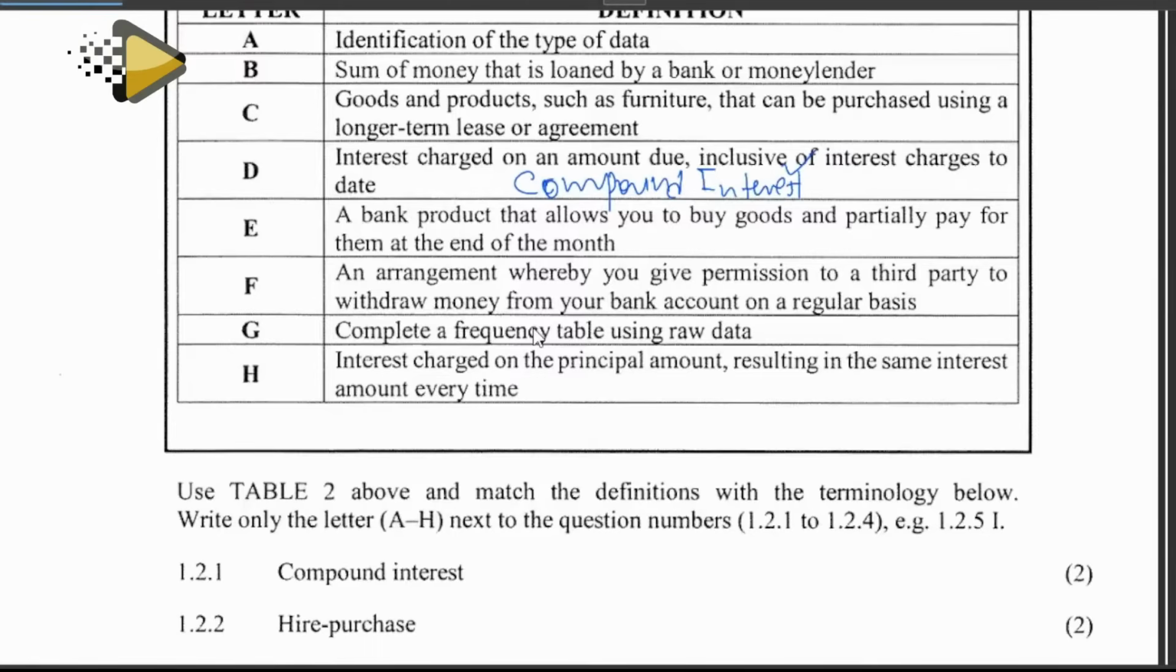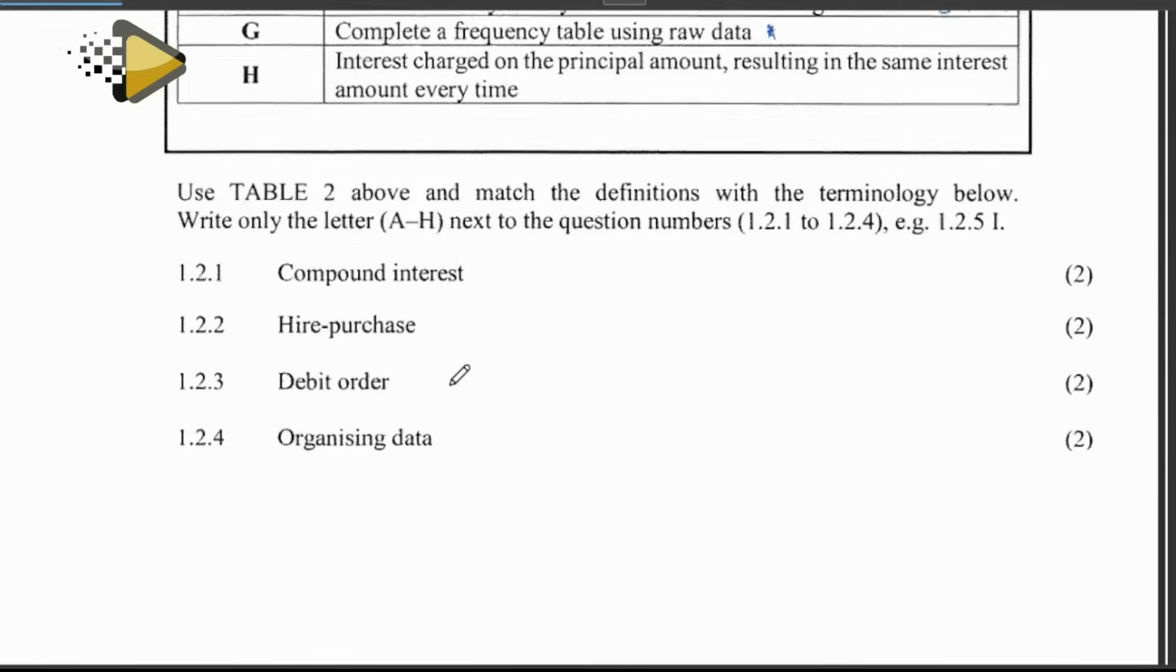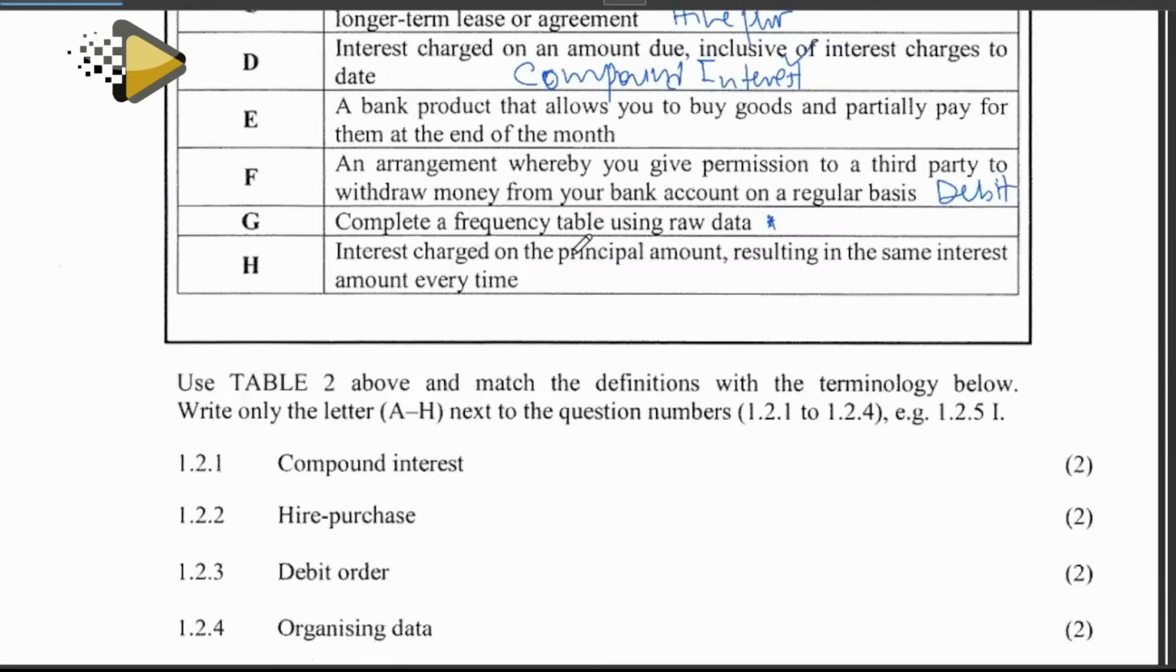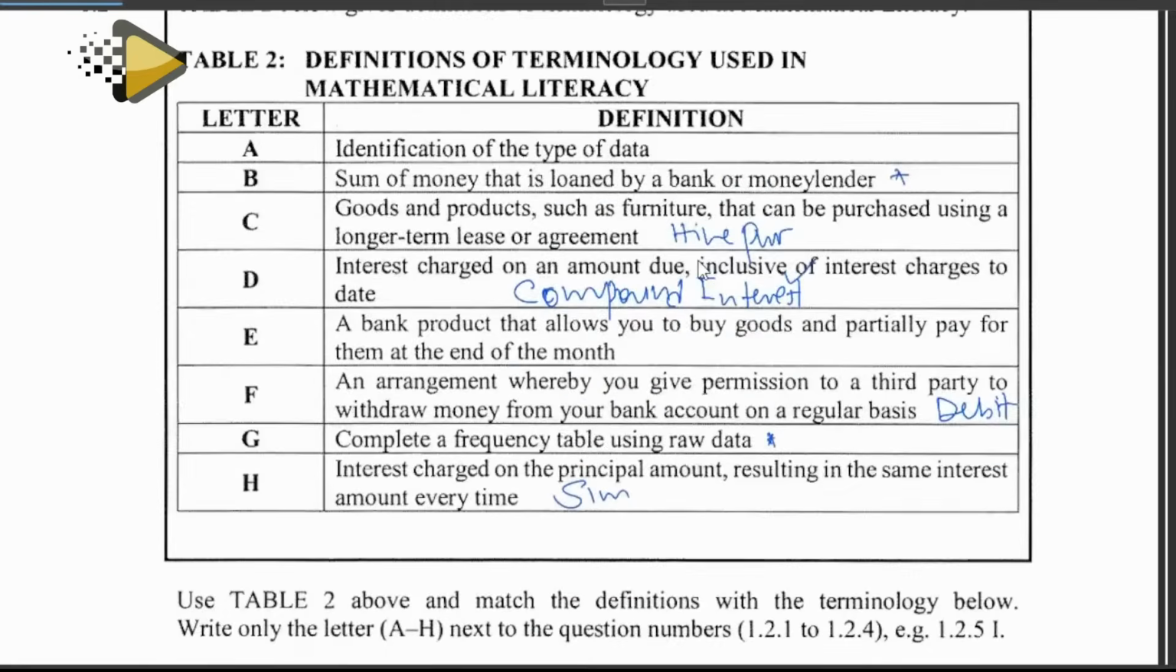Then a sum of money that is loaned by the bank or money lender. No, this would have been a loan. Goods and services such as furniture, this would be hire purchase. Then we come to a bank product. This is debit order. Then we have an arrangement where you give permission to a third party to withdraw. This is the debit order. Complete a frequency table using raw data, that is organizing data. Then interest charged on the principal amount resulting in the same interest, this could have been simple interest.